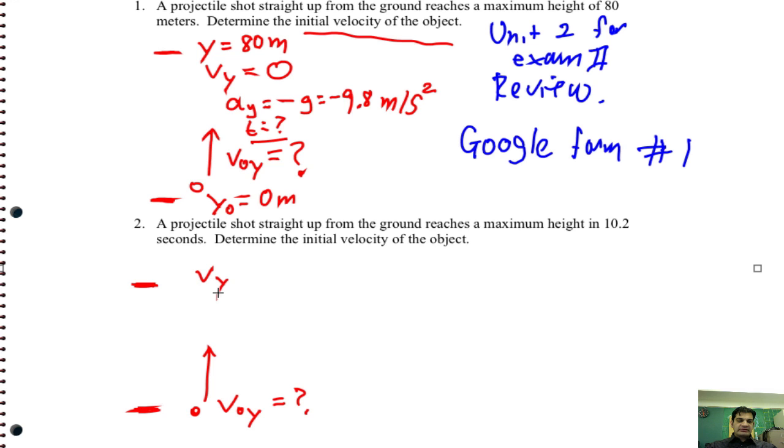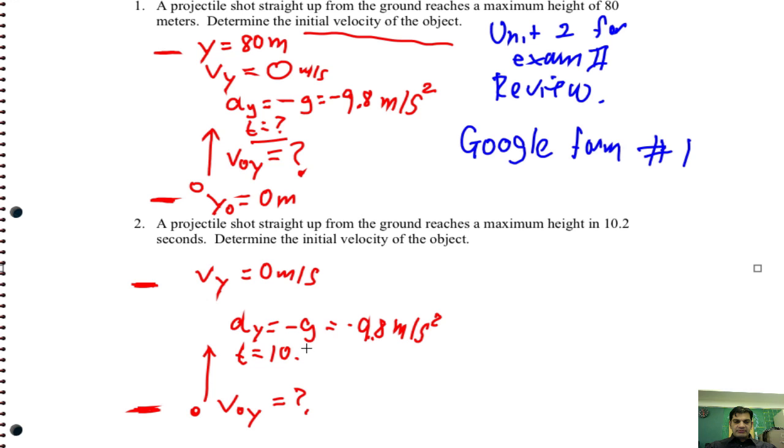So we have this initial velocity that is in fact unknown. We know the velocity at the top of the trajectory is 0 meters per second. And we know that the acceleration in the y direction is, of course, negative g, which is negative 9.8 meters per second squared. We are given a time here of 10.2 seconds. Once again, if I had to say this again, I would highlight all of this here.